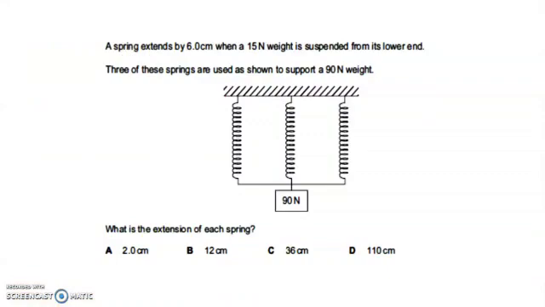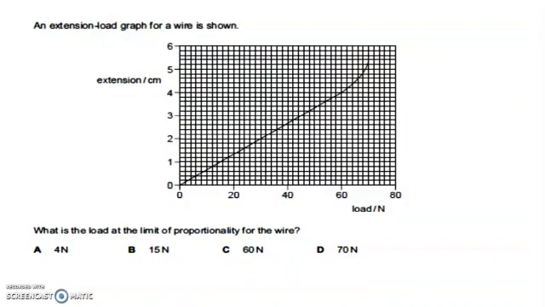A spring extended by 6 cm when a 15 Newton weight was suspended from its lower end. 3 of these springs are used as shown in the figure to support a 90 Newton weight. What is the extension of each spring? 2 cm, 12 cm, 36 cm and 110 cm. The correct option is 12 cm.